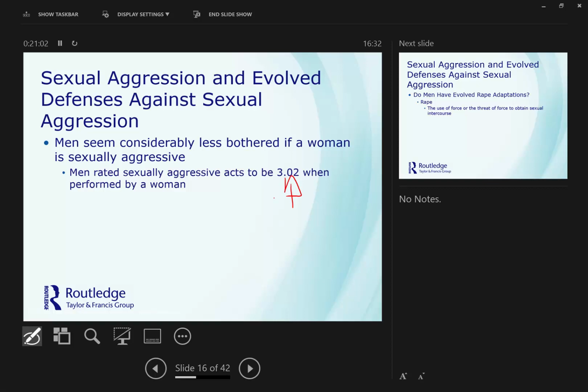That just goes back to, again, that short-term mating strategy, right? I mean, men are going to want to try to mate with as many people as reasonable from an evolutionary perspective, and so this is not something that's going to bother them quite as much.